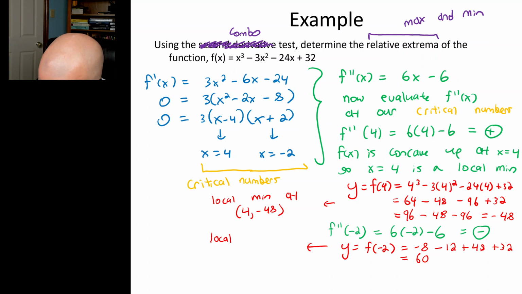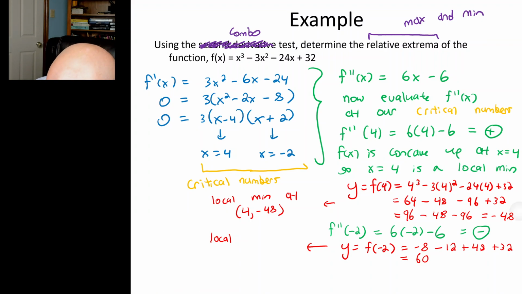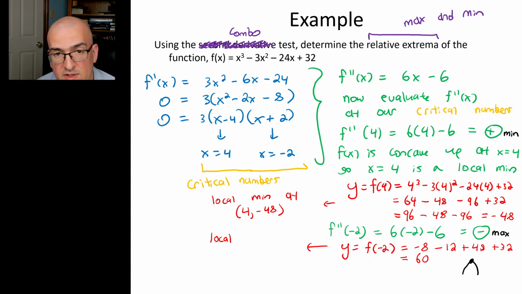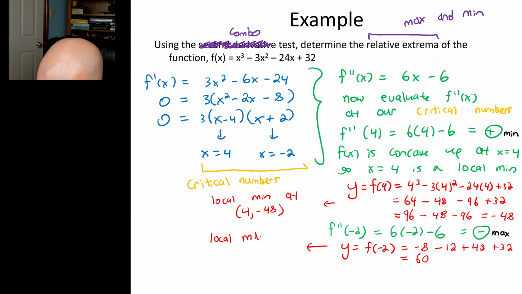There's a local... Oh, and I forgot to say what it is. So I got to put the labels here. So a second derivative being positive means it's a min. Second derivative being negative means it's a max. Negative means concave down in the vicinity of a critical point. So that's what a maximum looks like. So local max at negative 2, 60.